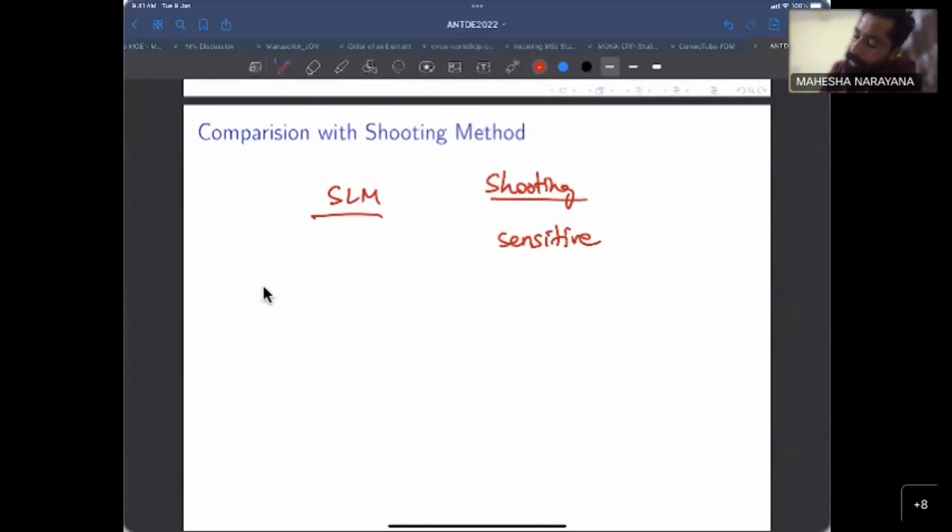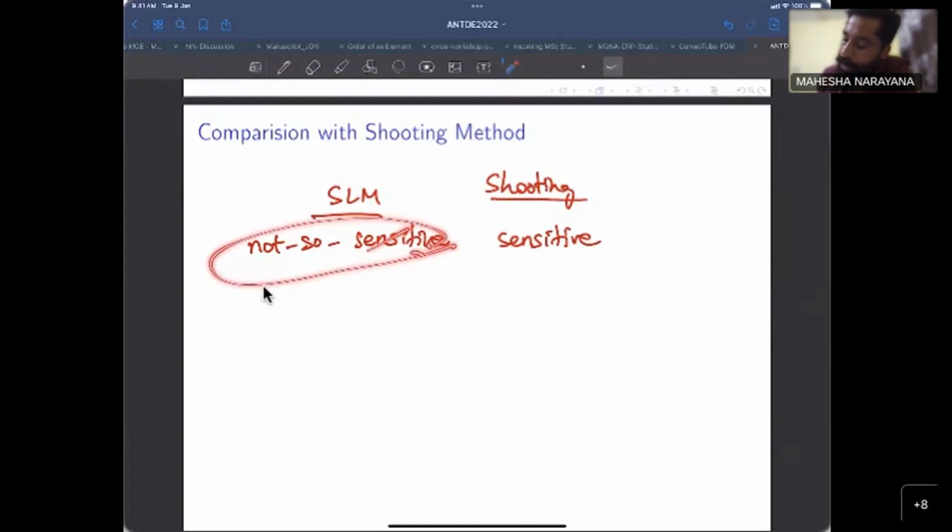As I showed with the help of different bad initial guesses, SLM was able to converge nicely to the required solution. Okay, so that is one standpoint of SLM in comparison with shooting.